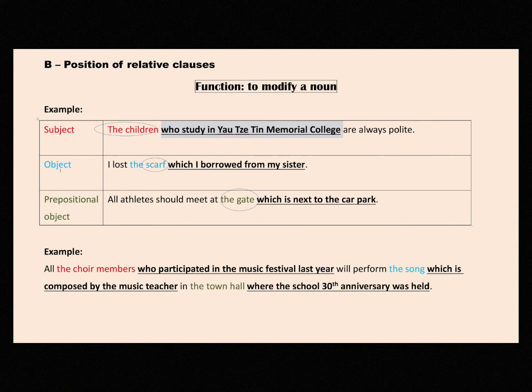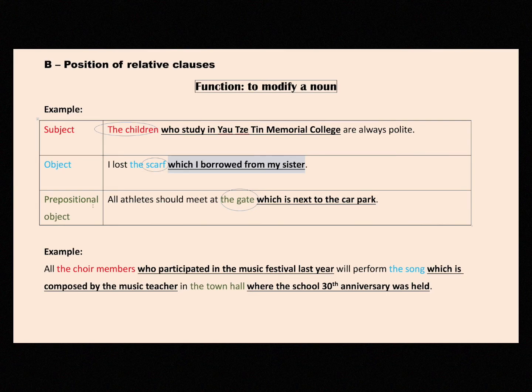Next, we can also use a relative clause to describe the object. We can say, as an SVO, I lost the scarf. It's I, and then lost is the verb. The scarf, it's an object. Now the scarf as an object, we use which to refer to it. The scarf, which scarf? The scarf I borrowed from my sister. So which I borrowed from my sister here is the relative clause, and it is to talk about the scarf. Because the scarf is a thing, we use which to talk about it.